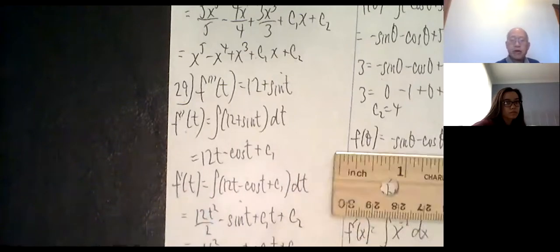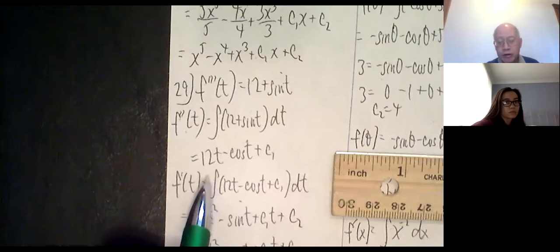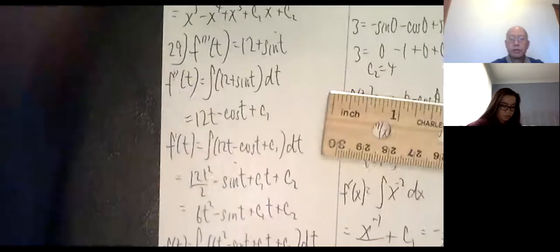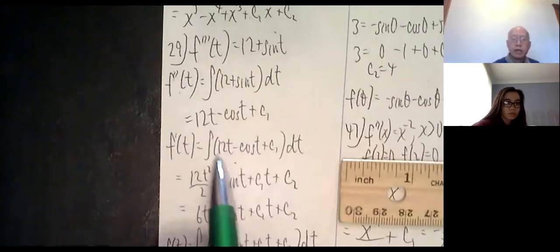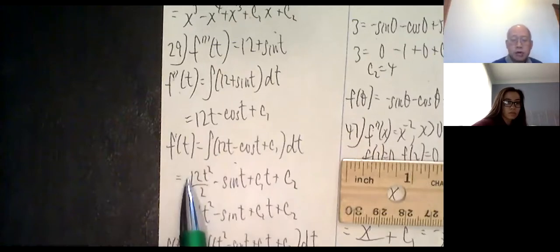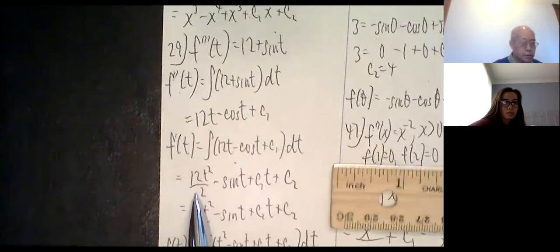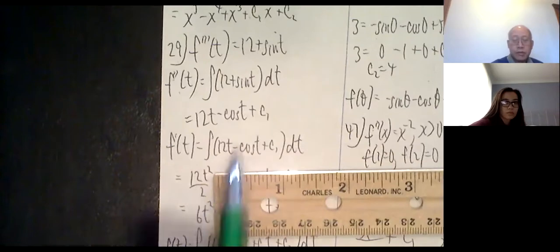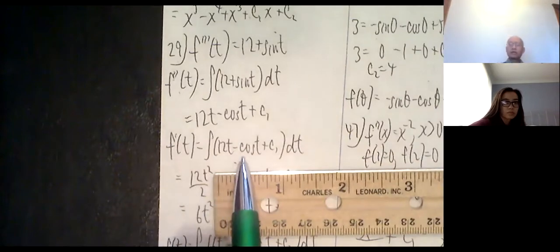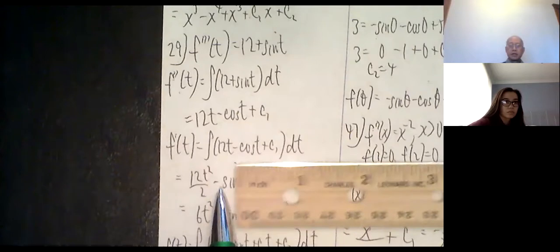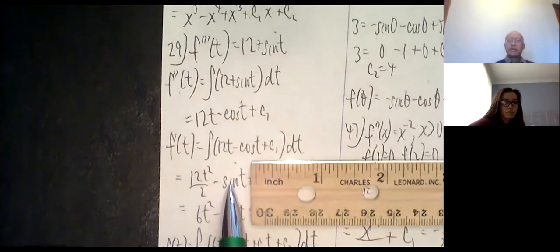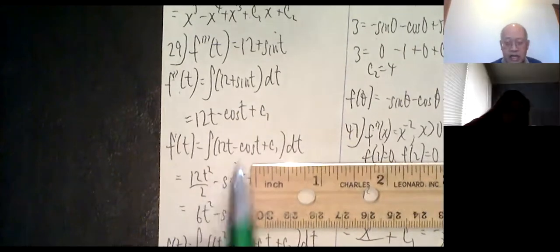Okay, so f prime is the second antiderivative. Before we had the second derivative, now we have the second antiderivative. So integrate: the integral of 12t is 12t squared over 2. I already gave away the answer, but what's the integral of negative cosine? Negative sine, because the derivative of negative sine is negative cosine.